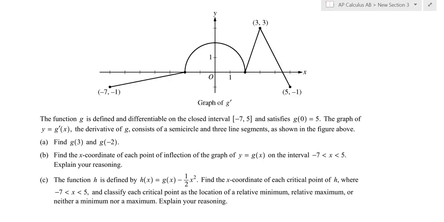So once we know this is G prime, which isn't a surprise because it says graph of G prime right there, then we know on this interval what G is doing. G prime is increasing, but G is decreasing. That's what that means. G prime is negative, so G is decreasing.